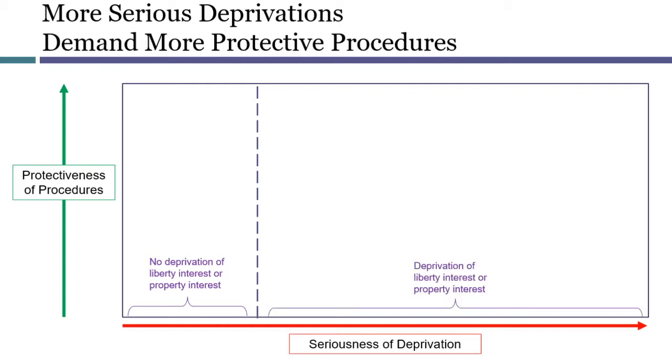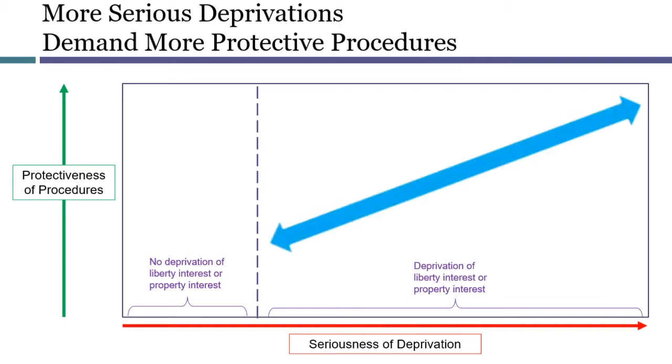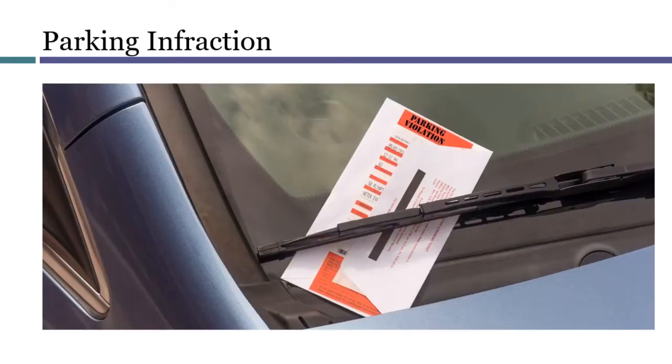But some events will count as deprivations of liberty or property. In this zone, the Constitution will require increasingly more protective procedures as the government attempts to impose greater deprivations on individuals. To translate these concepts into the language of the Kickstarter, let's use a simple example of a $50 ticket for leaving your car too long on a city street that is limited to 1 hour of parking.